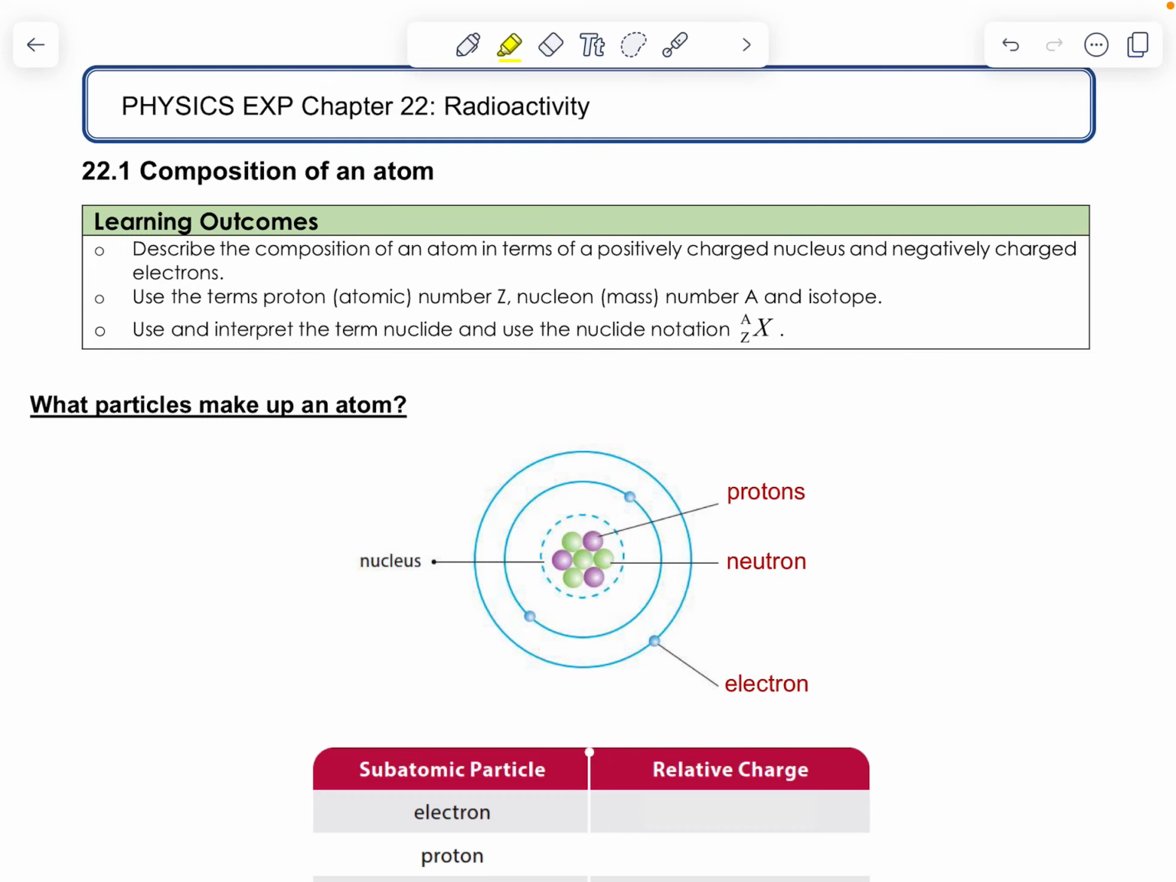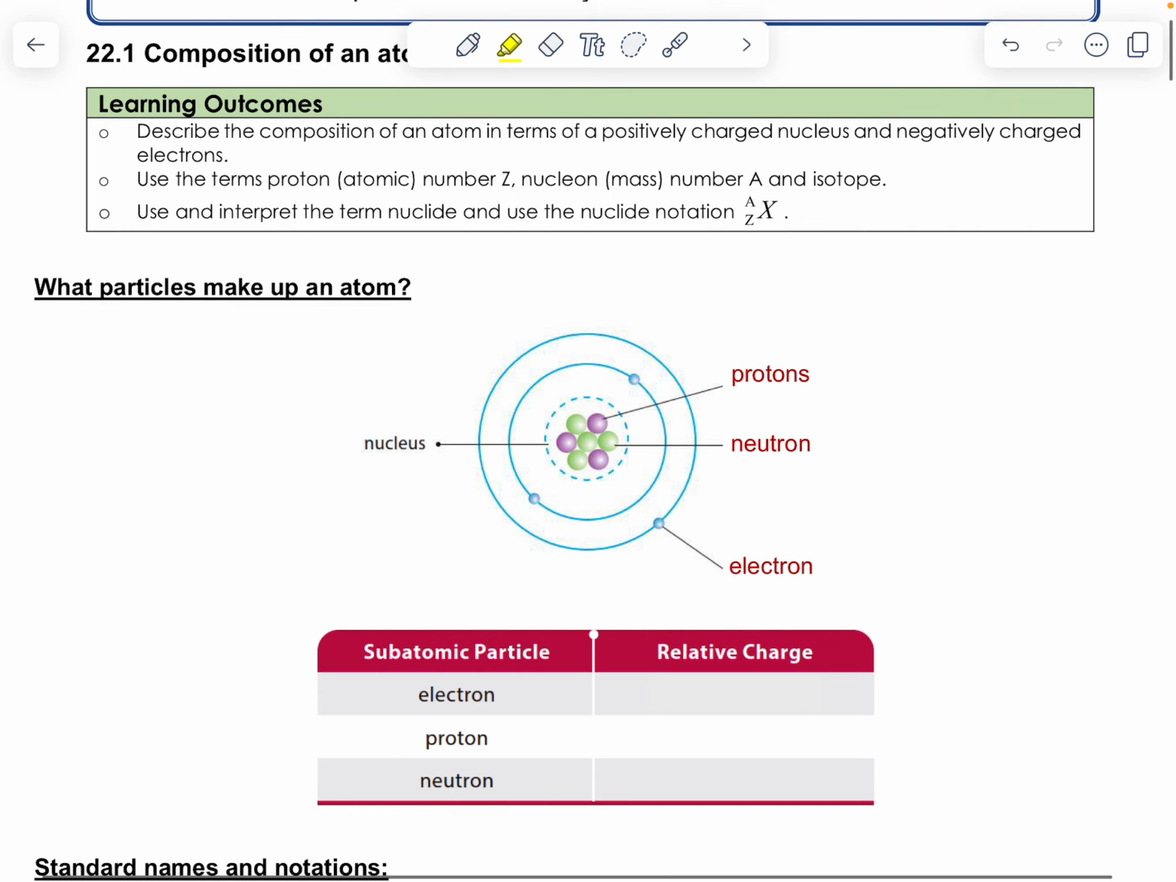Chapter 22, Radioactivity. Let's recap on the composition of an atom. The nucleus consists of protons and neutrons, and electrons orbit around the nucleus. The atomic charge of an electron is -1, proton +1, neutron 0.